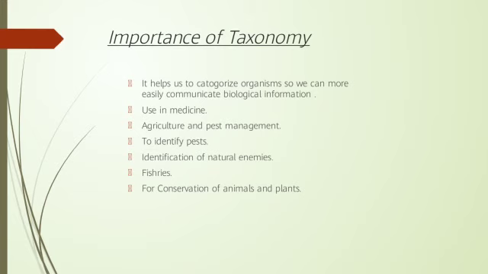I have described all the main ideas about the history of taxonomy. Firstly, we discussed the definition, then levels, then types of taxonomy, then the pre-Linnaean era, the Middle Ages, and then the Linnaean era. Then we talked about the objectives, and lastly the importance of taxonomy. So this is all about the history of taxonomy.